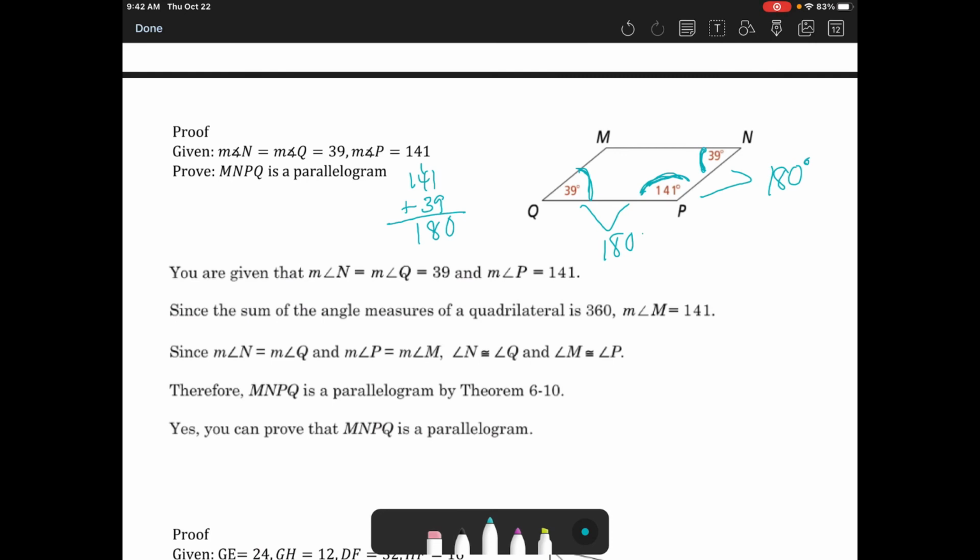So it says since the sum of the angle measures of a quadrilateral is 360, okay, so the proof took a different approach. Remember we said earlier that the sum of the angles inside a quadrilateral are 360.